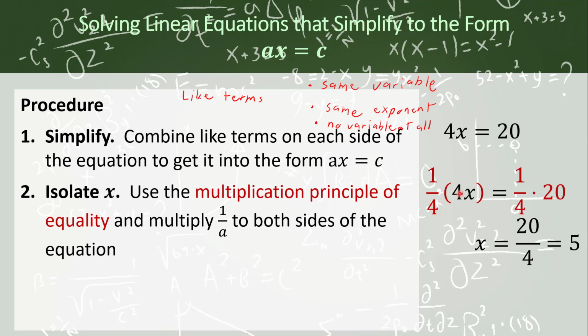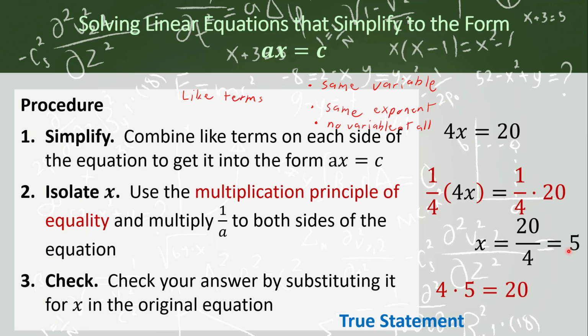1/4 times 4 is equal to 1. 1/4 times 20 is equal to 5. So once we're done, we will have that x is equal to 20 divided by 4, or 5. And then the last thing to do is check. What we can do is take our 5, put it back into here, and see if the resultant statement is true. And lo and behold, it is, so we are good to go.